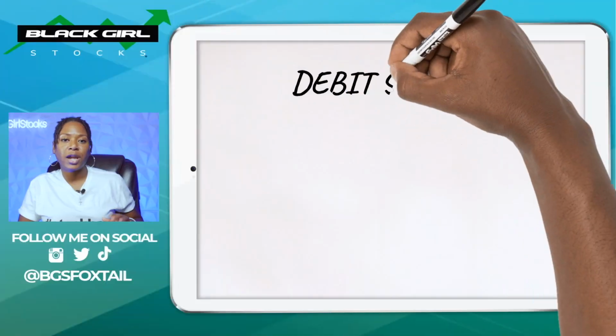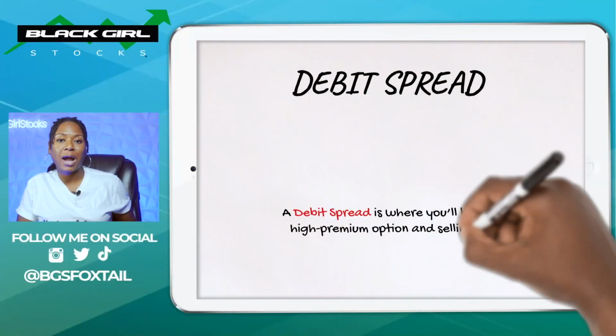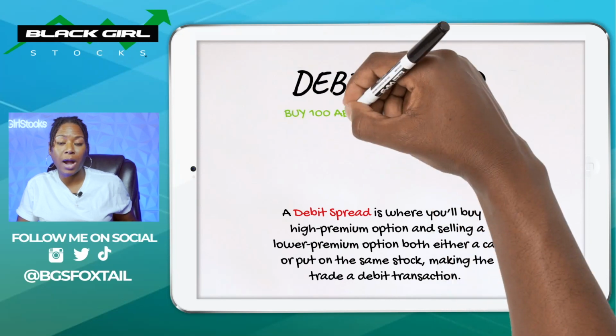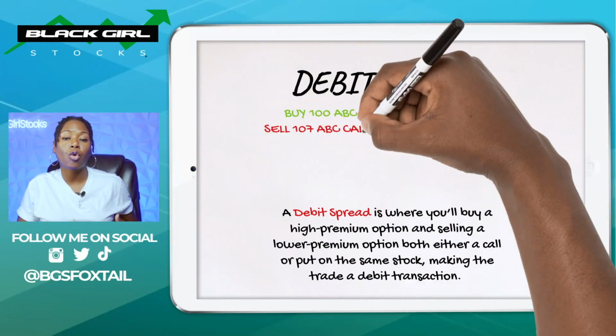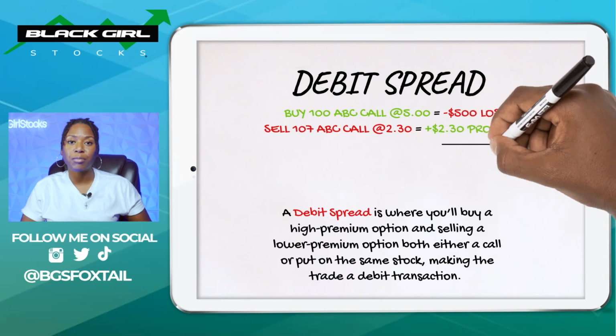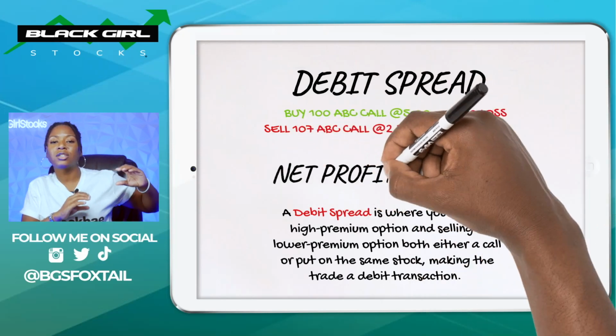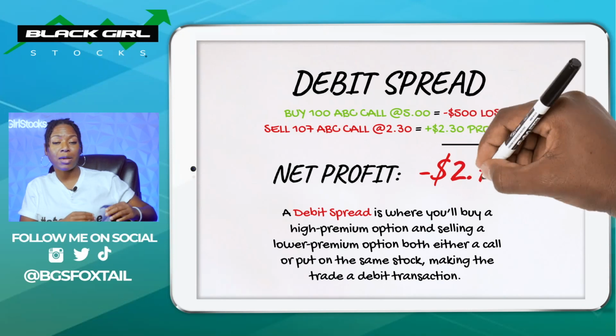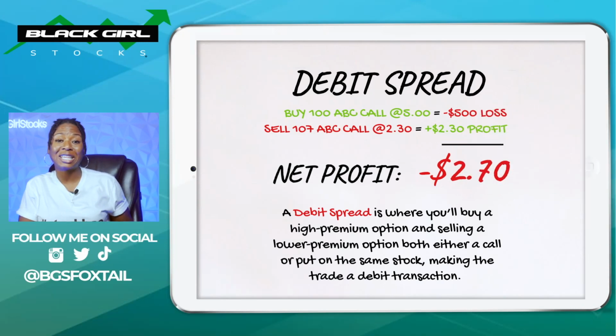A debit spread is where you're going to buy a high premium option and sell a lower premium option, and both are either going to be a call or a put on the same stock, same expiration date. They're just going to have different strike prices, okay? And so those prices are going to cancel out. It's going to be a debit, but you're basically going to be paying less to get into that position.